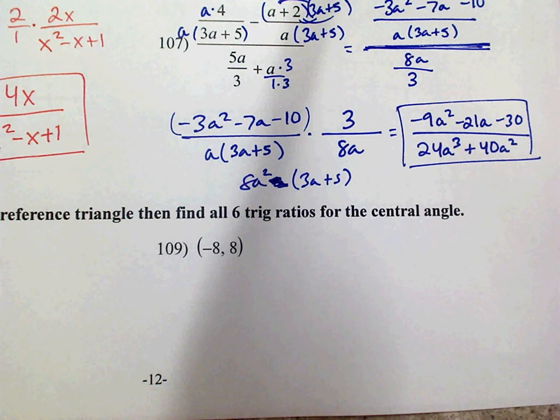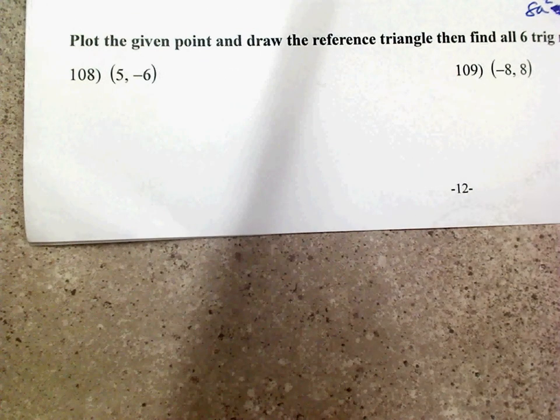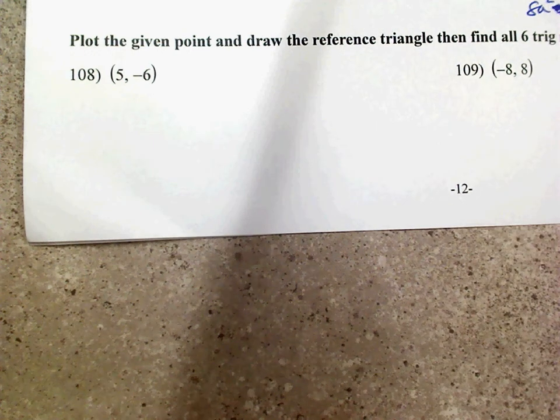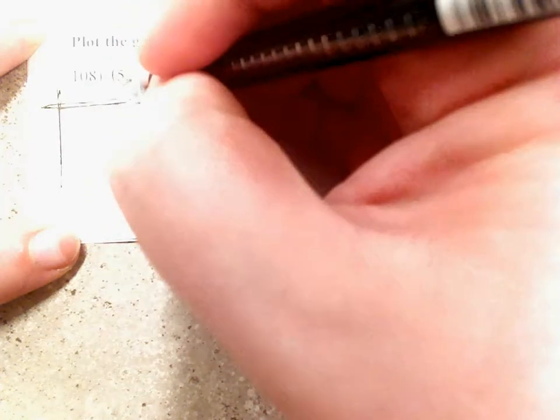Okay, numbers 108 and 109 have to do with the reference triangles, so plotting the point and then finding all six trig ratios. So let's graph that real quick. The point (5, -6) is in the fourth quadrant, so I'm just going to draw the fourth quadrant real quick. If we go out 5 and down 6, then you've got this triangle right here.